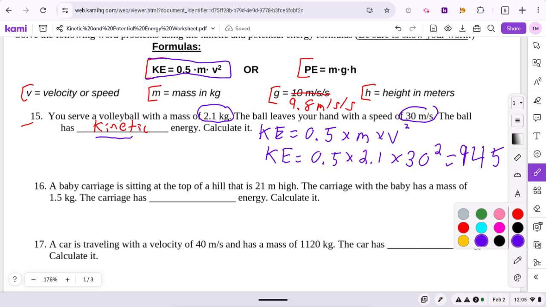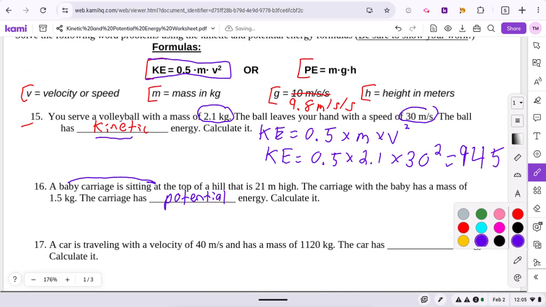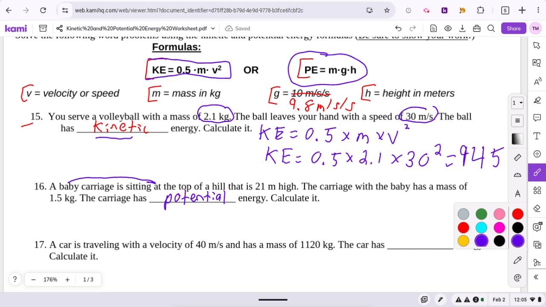So for this next one, this one says a baby carriage is sitting at the top of the hill. So it's just sitting there. So that's going to be potential energy. So for this one, you would write the equation for potential energy, which is up here. Write it out here. Potential energy equals mass times gravitational acceleration times the height. So now I just need to plug in the numbers and use my calculator.